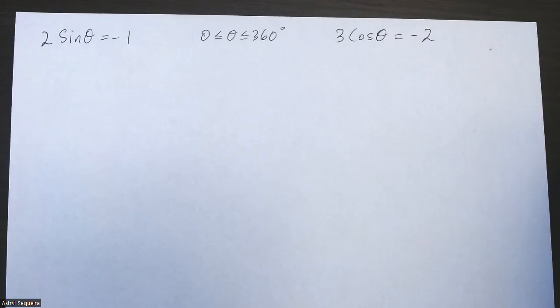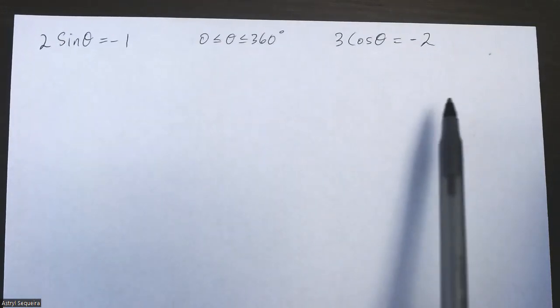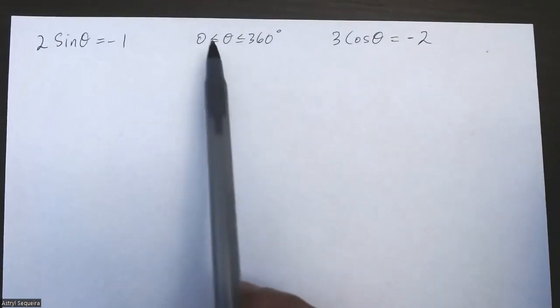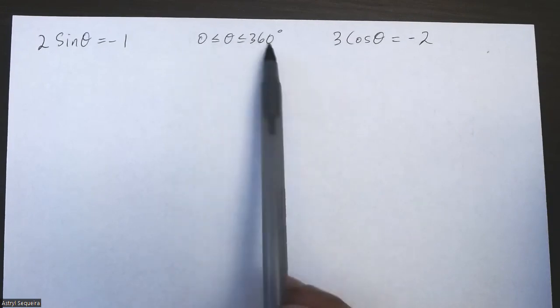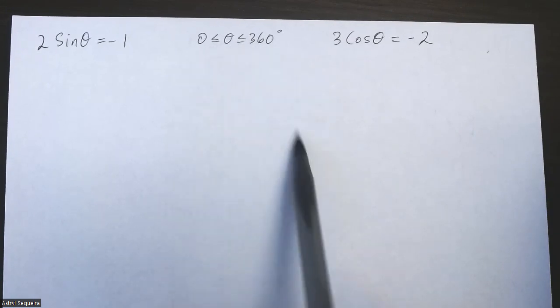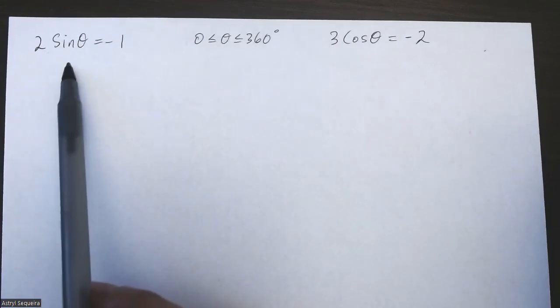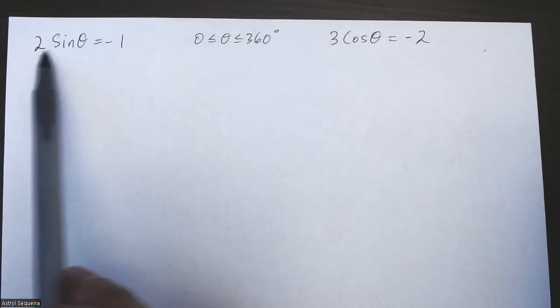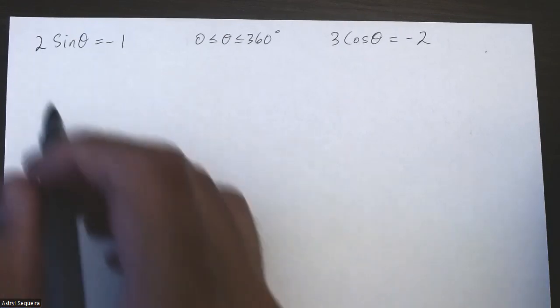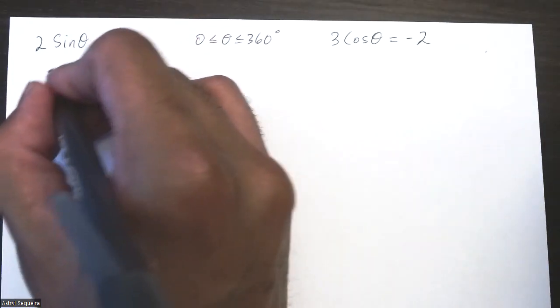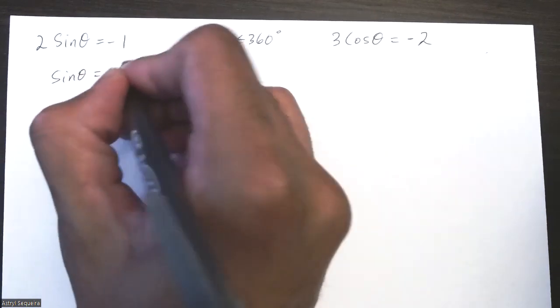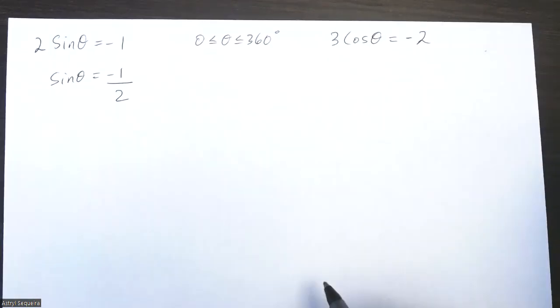All right, so in this video, I want to solve these linear trig equations, and I want to solve them between 0 and 360 degrees. So make sure to put your calculator in degree mode when solving these kind of questions. Now, the first question over here, you always want to start by isolating sine, cos, or tan theta. So if I isolate sine theta, it's going to be sine theta is -1/2.